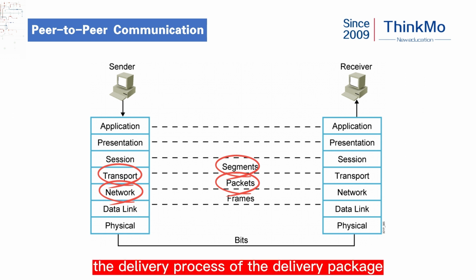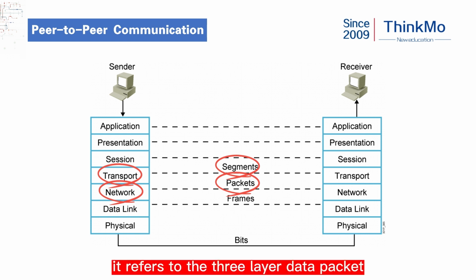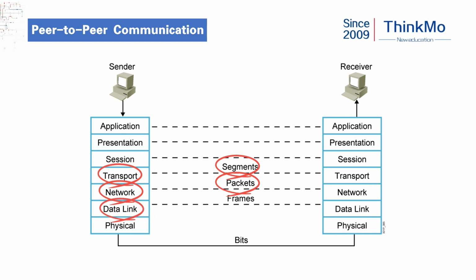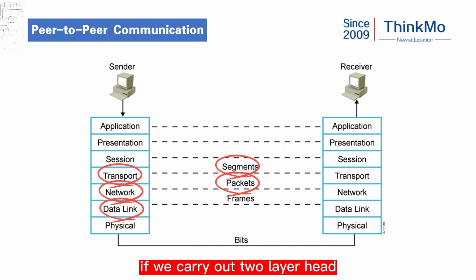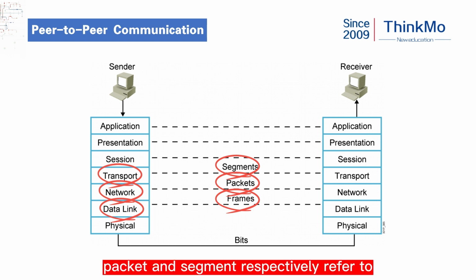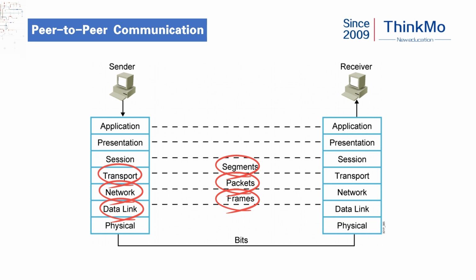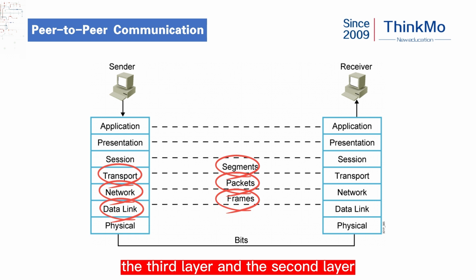This is what everyone means by sending a package. The delivery process of the package in fact refers to the 3rd-layer data packet. At the 2nd layer, the data link layer, if we carry out head and tail encapsulation, we call it a frame. Then frame, packet, and segment respectively are just the names of the data at the 2nd layer, the 3rd layer and the 4th layer.